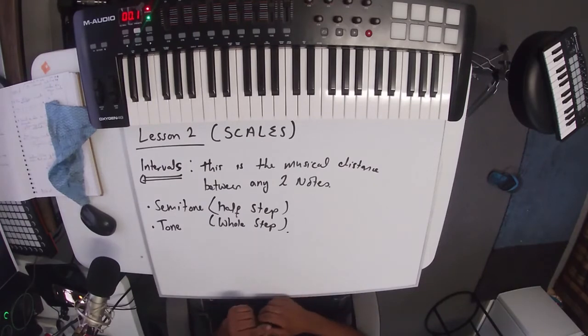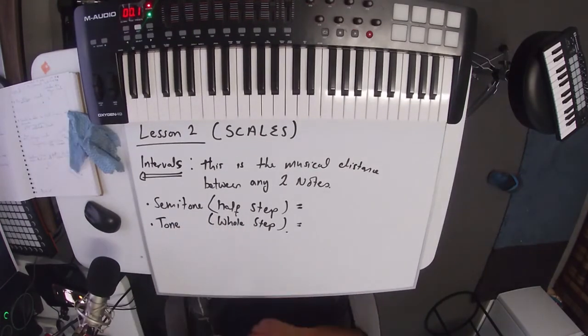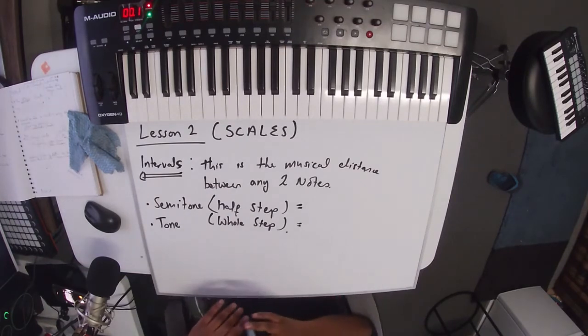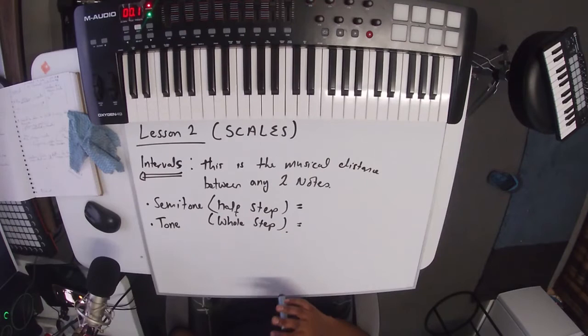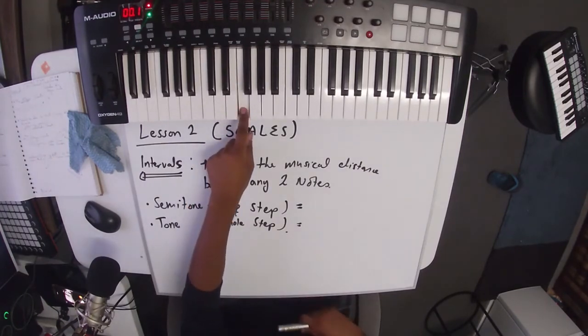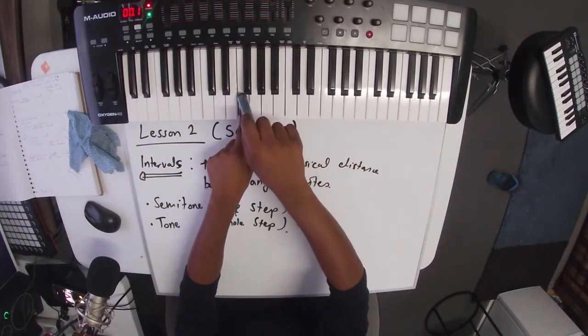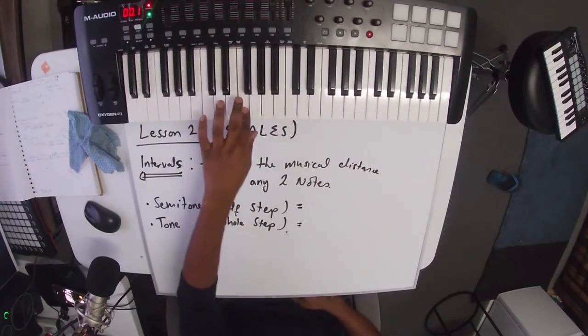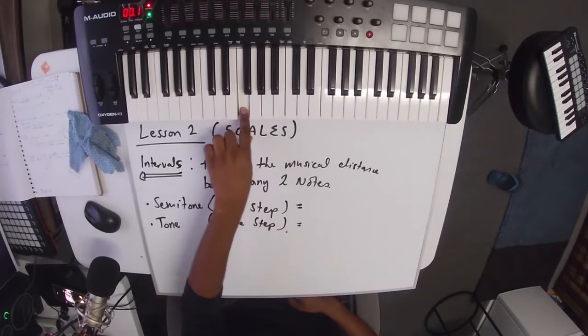There are two intervals I'm going to look at. So what is a semitone? A semitone, or a half step, is the distance in pitch between a note and its nearest neighbor. The key word there is nearest neighbor. So for instance, we have a note here. Its nearest neighbor is this one, and this one. So you've got two neighbors: your left neighbor and your right neighbor, or in this case, your flat and your sharp neighbor.